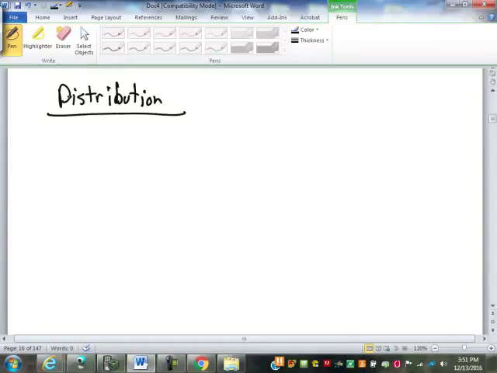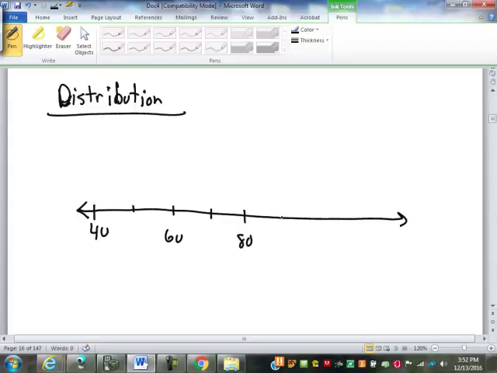Distribution of data is basically its shape. And what we're talking about is we're taking a number line that covers the whole range of data. So let's take a look at maybe grades in this course. So let's say we got final grades that range from 40 to 80 on up to 100%.